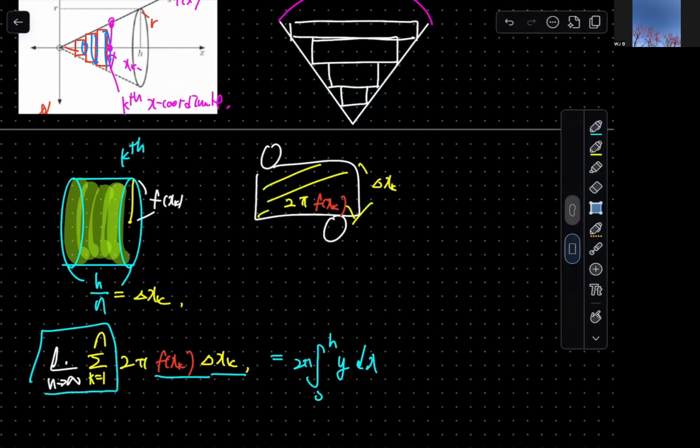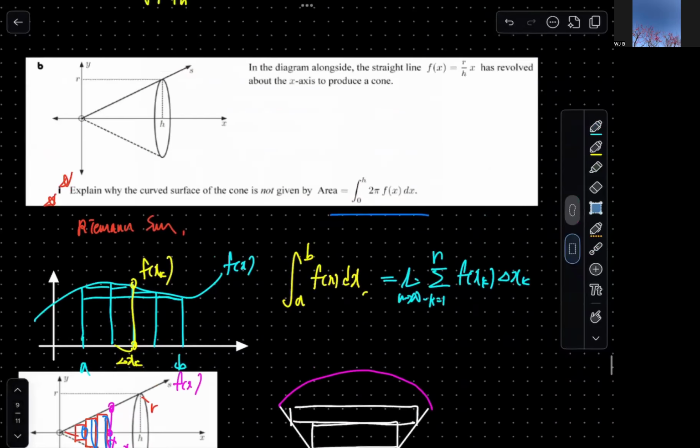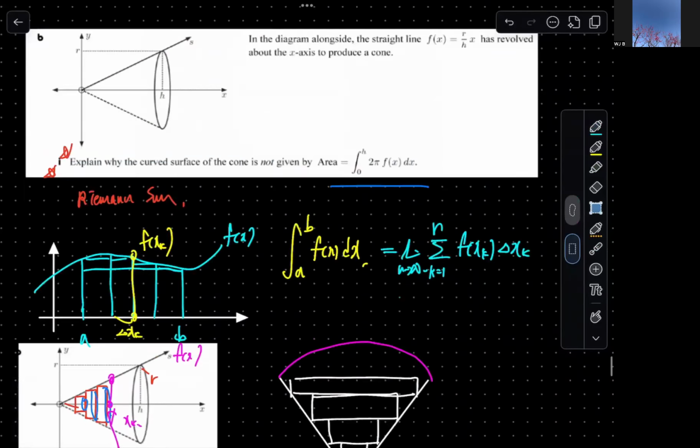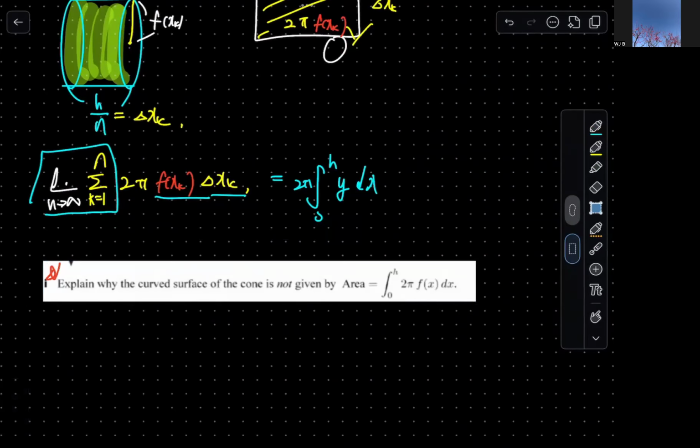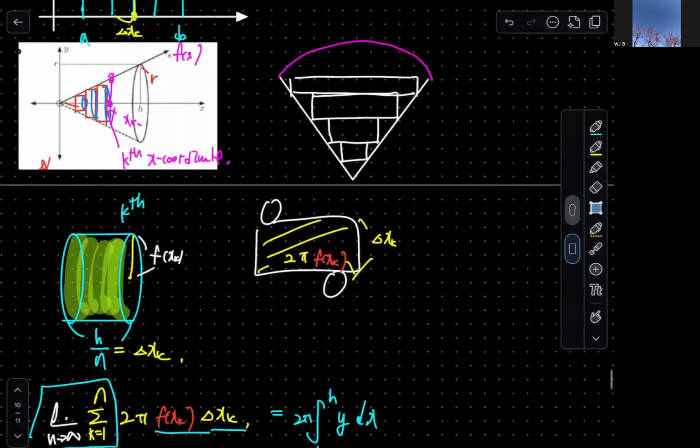But here's the thing. What we had to show is that this is not true. What we just derived is incorrect. In fact, what we derived is an incorrect formula of the Riemann sum, and we had to show why this is incorrect. The reason this is incorrect is the following.